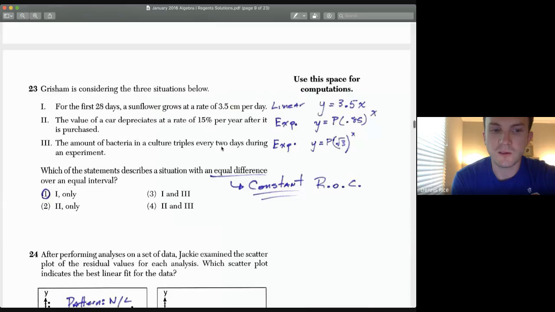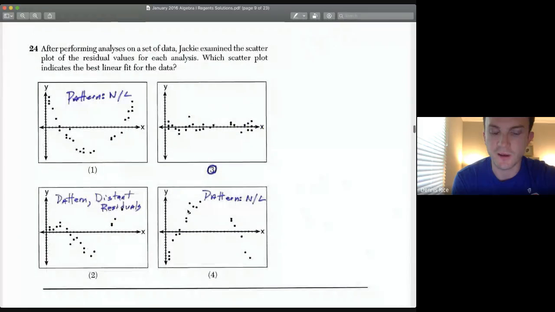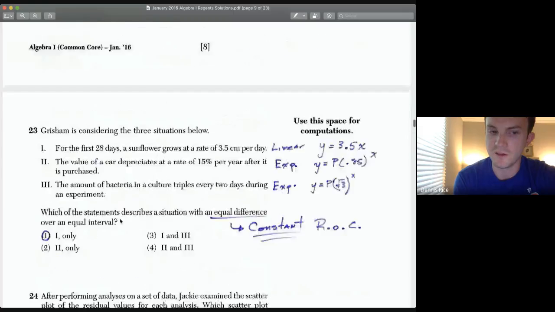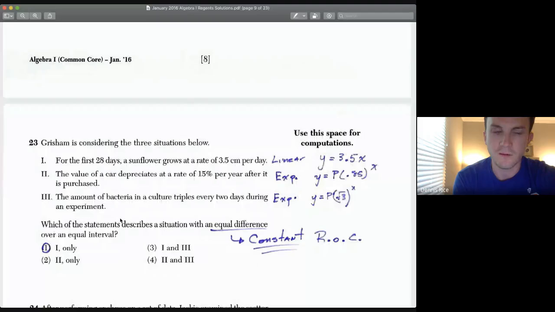Cool. And like I said, I cut this one out. This is a topic that we no longer teach in Algebra 1. They removed it from the Regents, so that one's not going to work. I forgot what I put for yours.